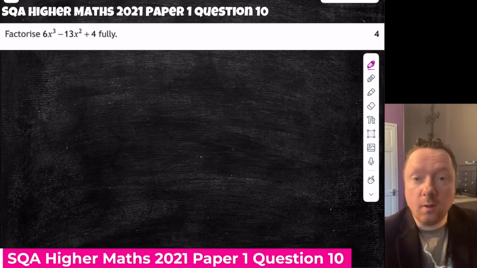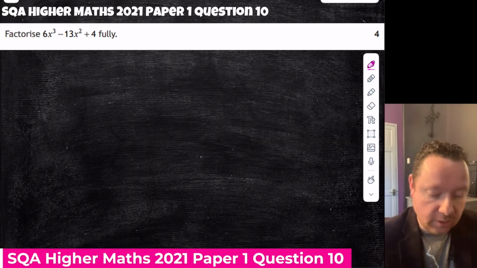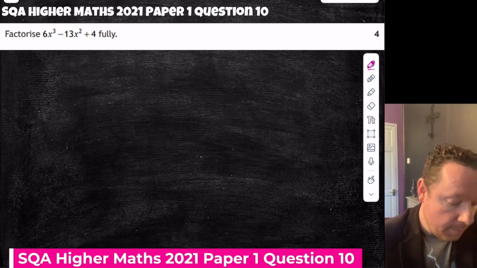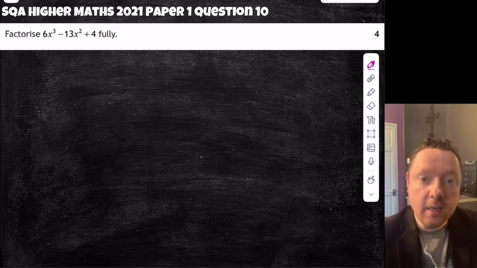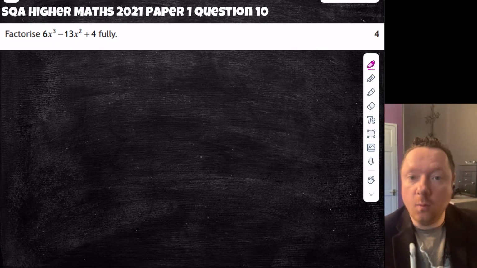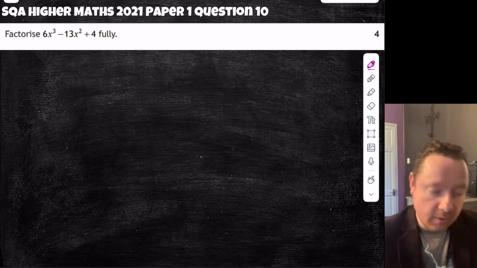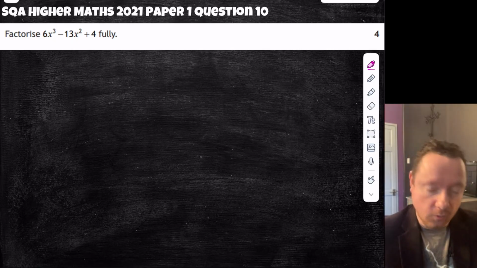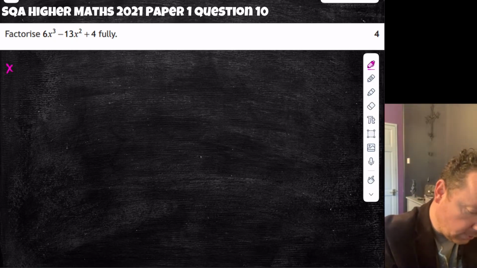Basically, Higher Maths 2021, Paper 1, Question 10 on polynomials, factors and remainders, where we have to factorise 6x cubed minus 13x squared plus 4 fully. So to do this, we need to find one factor. So we just need to do it by trial and error. First of all, I'll try x equals 1, and we're looking to get an answer of 0. So let's try x equals 1.